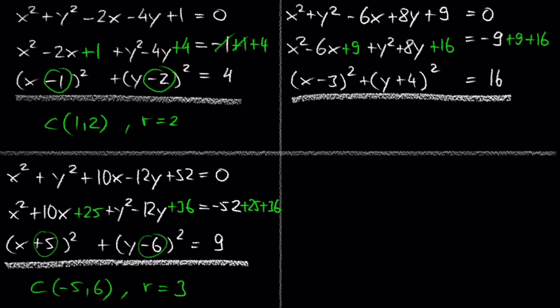So the center of the circle is 3, negative 4. And the radius is the square root of 16, which is 4.